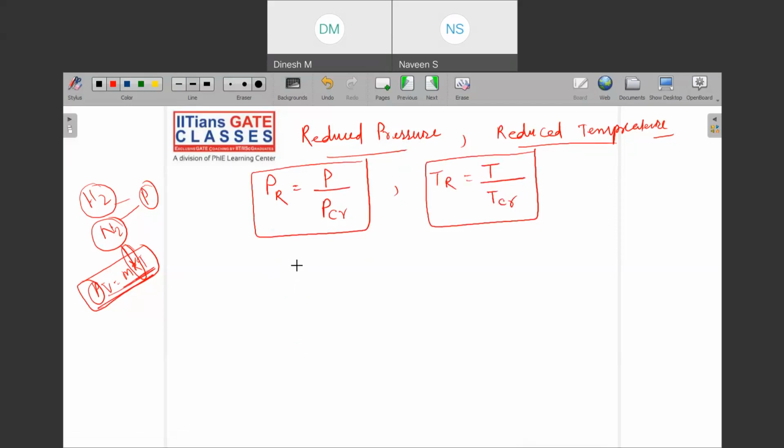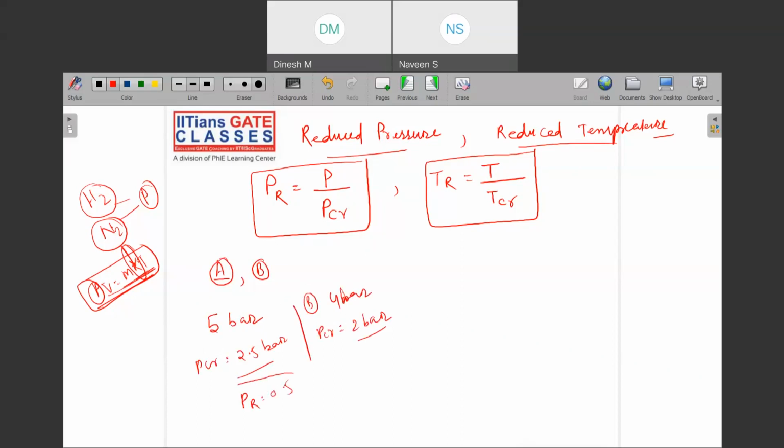Let us say that you are working with gas A and gas B. Your gas A is at, let us say, 5 bar, and its critical pressure is 2.5 bar. And let us say that we have gas B which is at 4 bar, and the critical pressure of this one is 2 bar. Then can you see that the P reduced value is 0.5 for both of them, right?